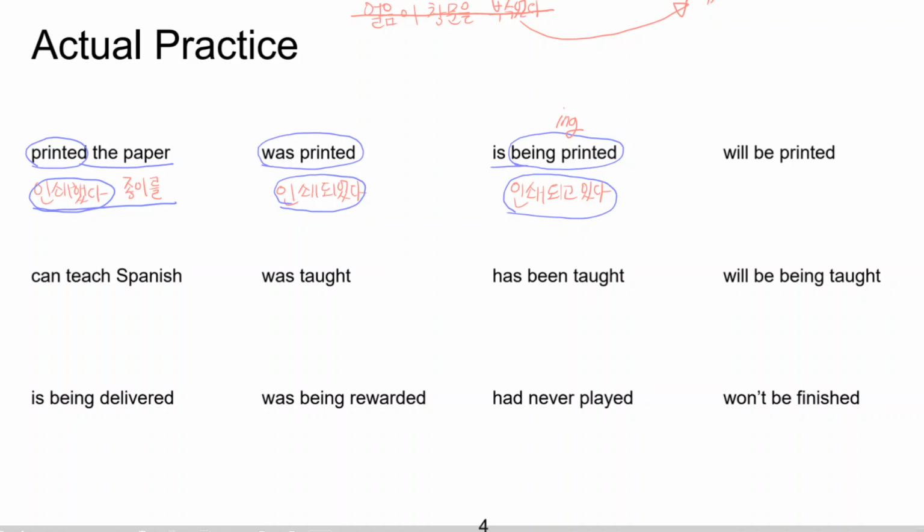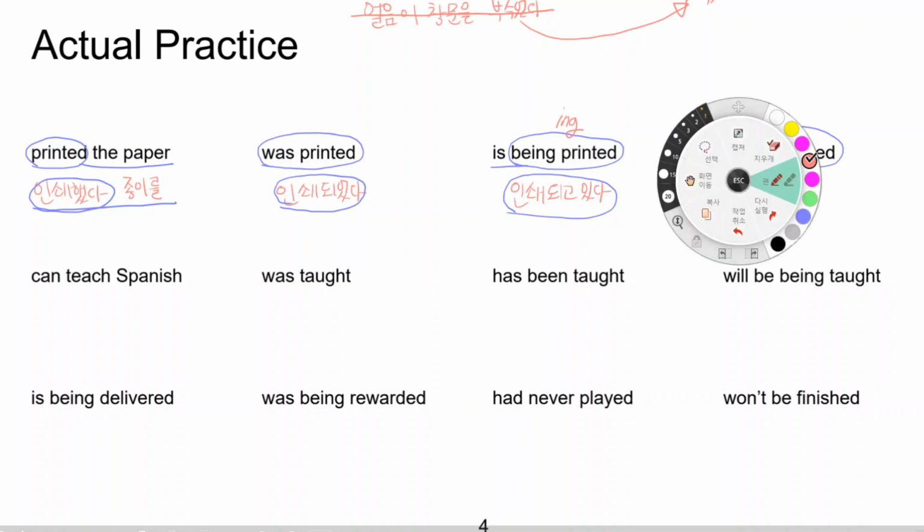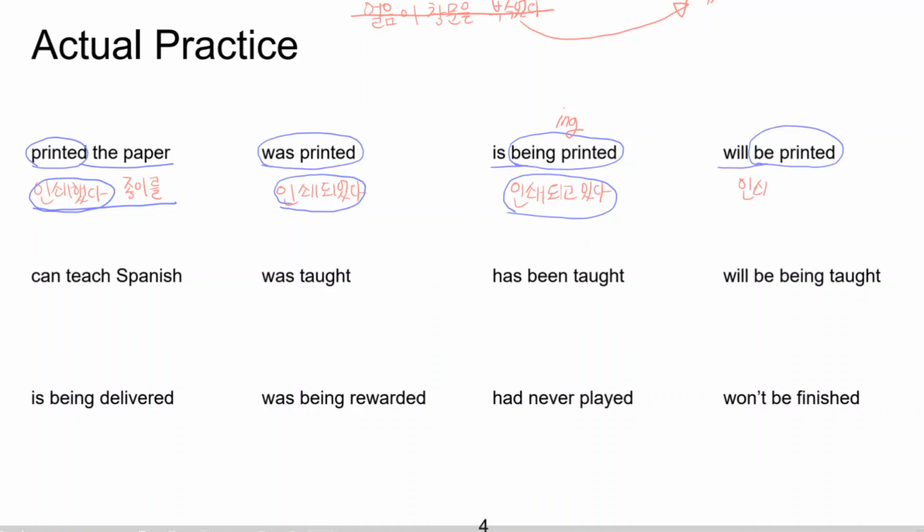Okay, let's move on. We have will be printed here. Do you see a BPP in here, right? So we circle BPP at once. How about this will? Yes, we put a little underline there. So in this case, it is translated like this, right? 인쇄될 것이다.